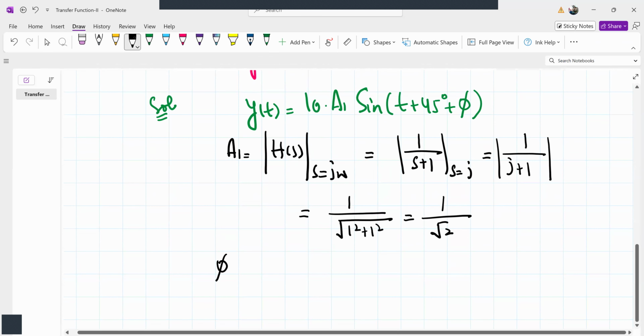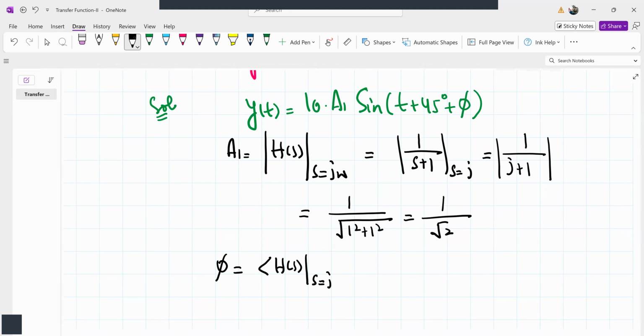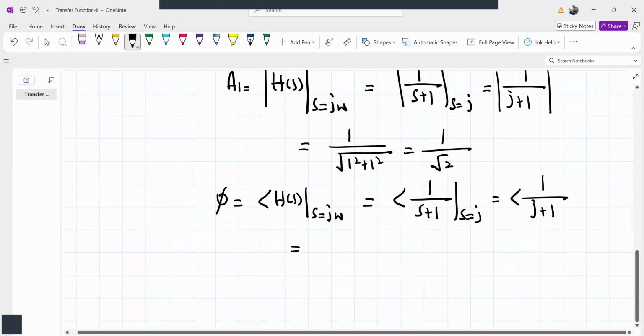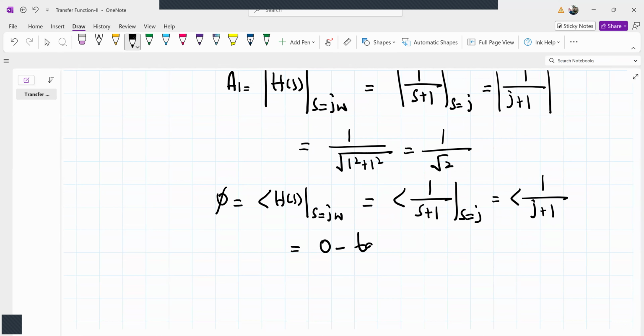Similarly, phi is the phase of H of s when s is j omega. So the phase of 1 by s plus 1 when s is j, omega being 1. The angle contained in the transfer function 1 by j plus 1: the phase of the numerator is 0 because this is a real number, so 0 minus the phase of the denominator. The phase of the denominator will be simply tan inverse of 1 divided by 1, which is tan inverse 1. So it will be minus 45 degrees. Tan inverse 1 is 45 degrees.